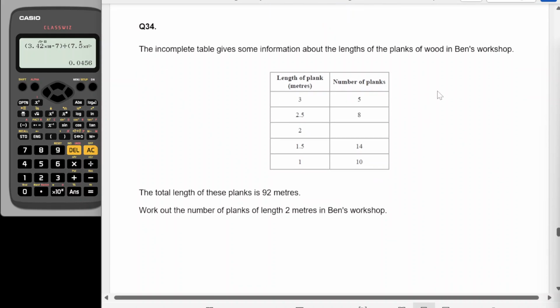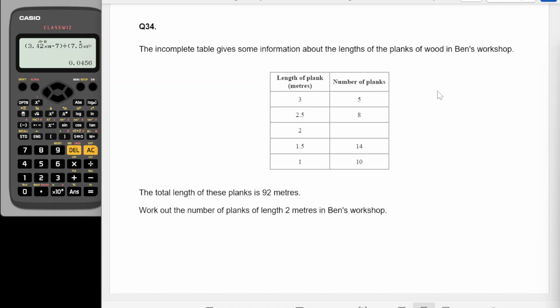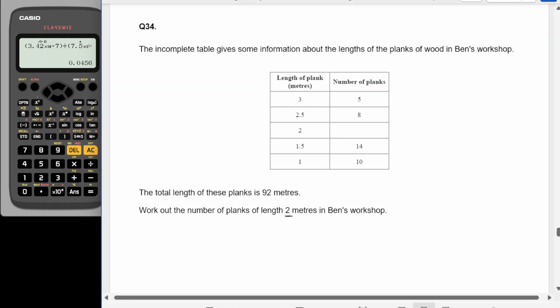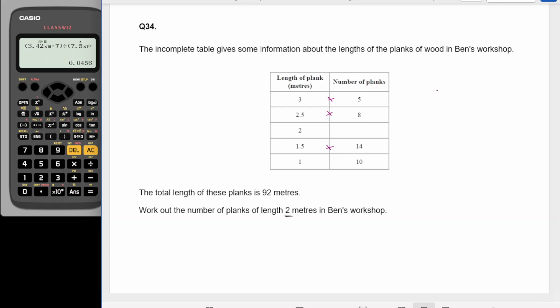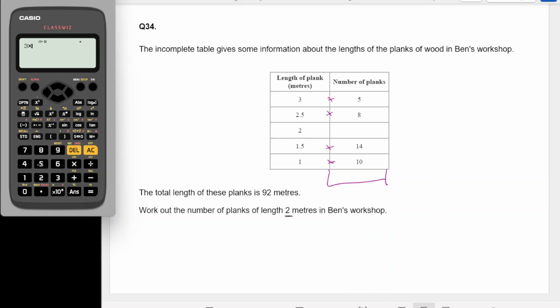And 34, the incomplete table gives some information about the lengths of planks of wood in Ben's workshop. The total length of all these planks is 92 metres. Work out the number of planks that are 2 metres long in Ben's workshop. Right, so we need to work out the total that we know so far and add them up. So to do that, we do 3 times by 5 plus 2.5 times by 8 plus 1.5 times by 14 plus 10.